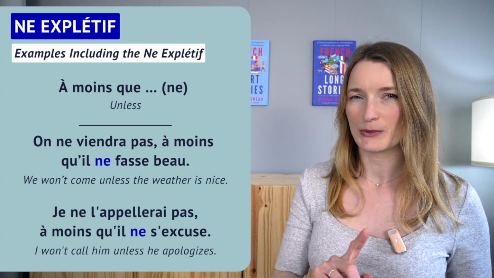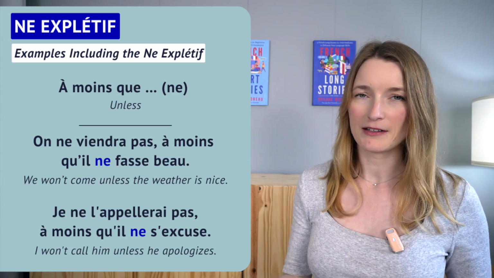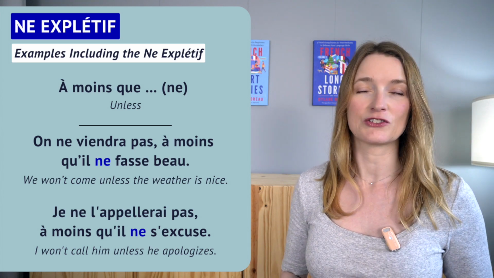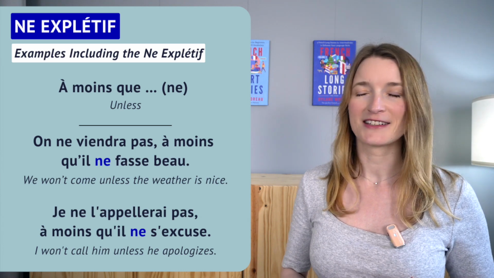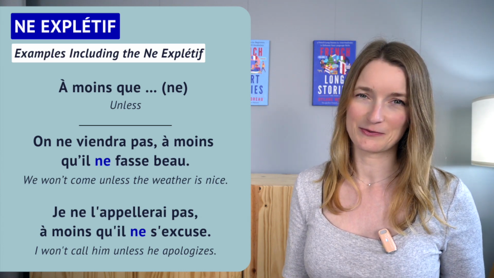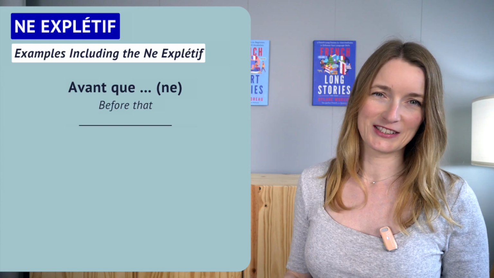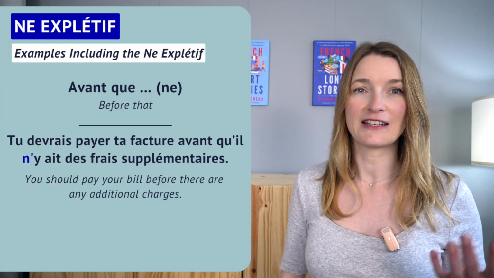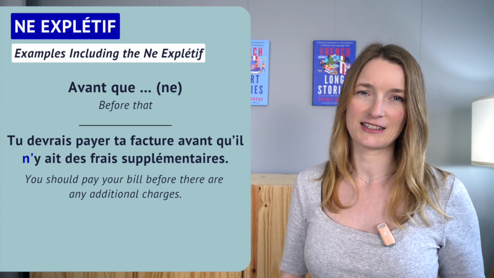Let's look quickly at this one. Je ne l'appellerai pas. Here we have a clear negation with ne and pas. And then on the second part of the sentence, we don't have a pas. So it's the ne explétif. Okay? Avant que. Tu devrais payer ta facture avant qu'il n'y ait des frais supplémentaires.